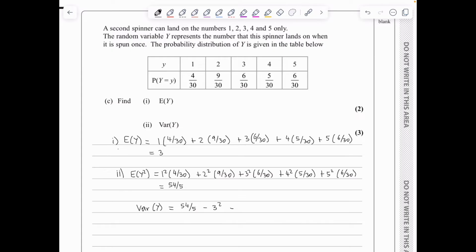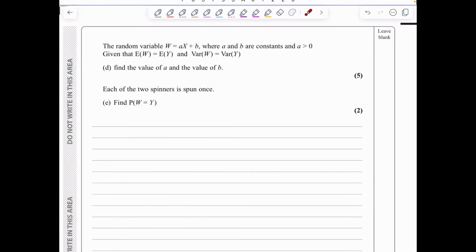so this is 9 over 5. We then have that the random variable w is ax plus b, with a and b being constants and a being positive. We have that the expectation of w is equal to the expectation of y, and the variance of w is equal to the variance of y, and we need to determine the value of a and the value of b.